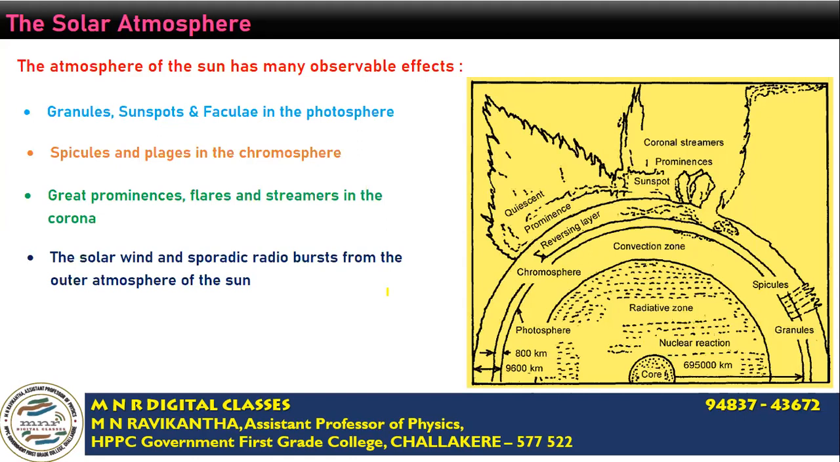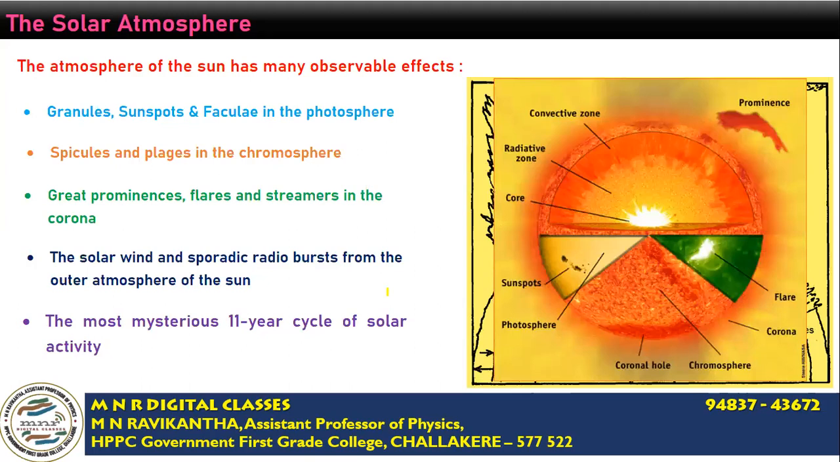And in the outermost atmosphere of the sun, there is the solar wind and sporadic radio bursts. And the last one, the most mysterious 11-year cycle of solar activity. These are some of the important phenomena that occur in the solar atmosphere in various layers. Now, in this figure, we can see the different mechanisms. We have a colorful picture representing the different mechanisms.